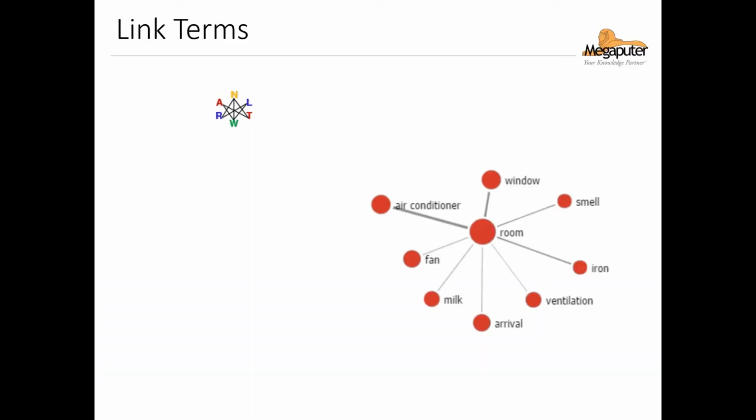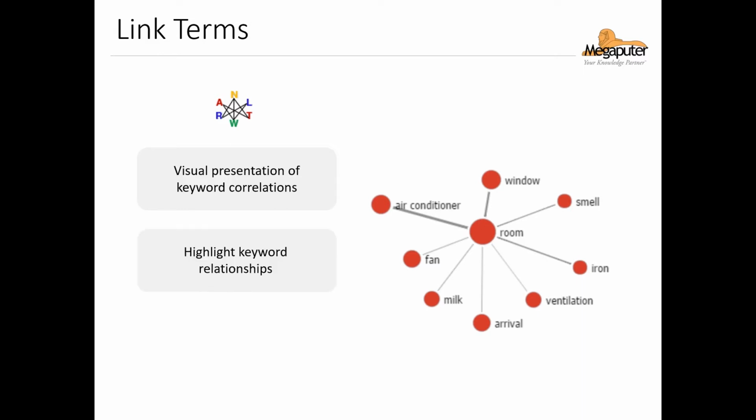The link terms node calculates the correlation between keywords and presents those in a visual manner like what you see on the right. And these visualizations highlight those keyword relationships, and they help us identify higher concepts in the dataset.